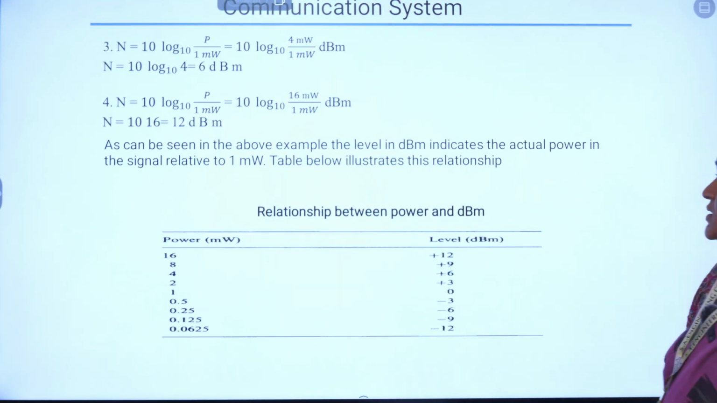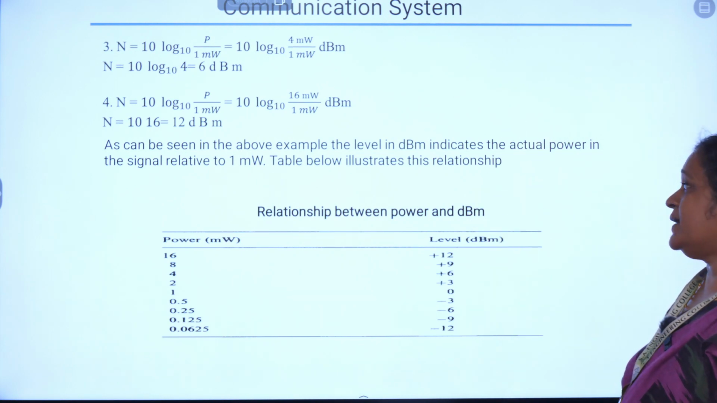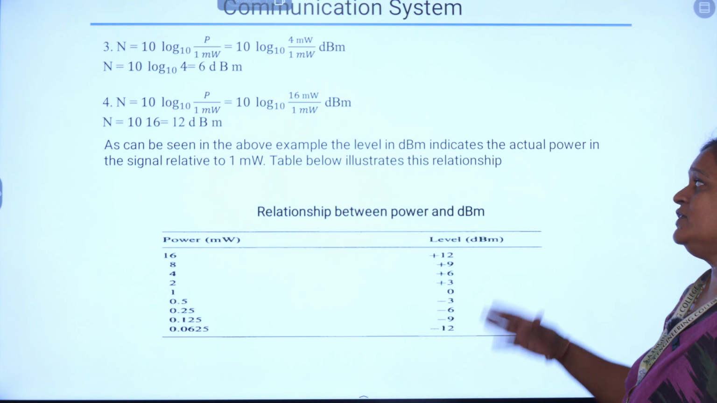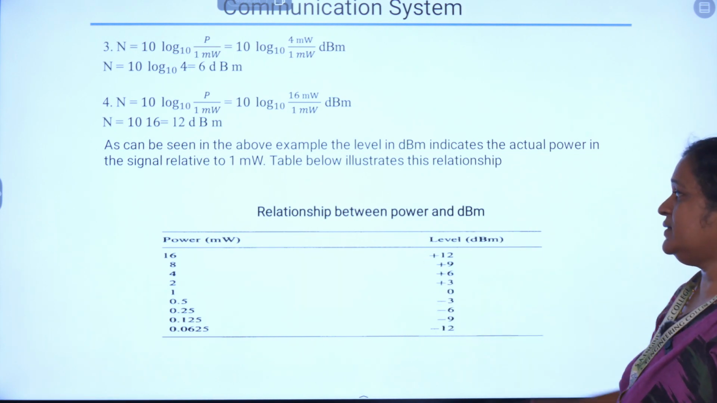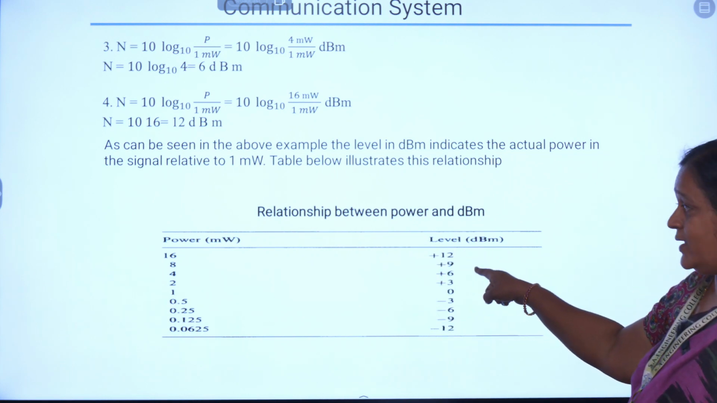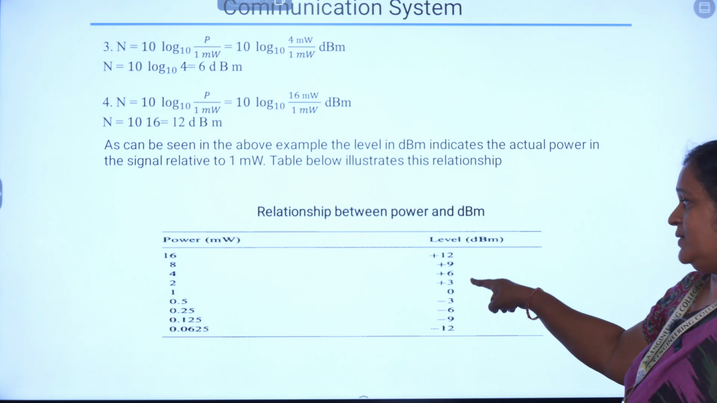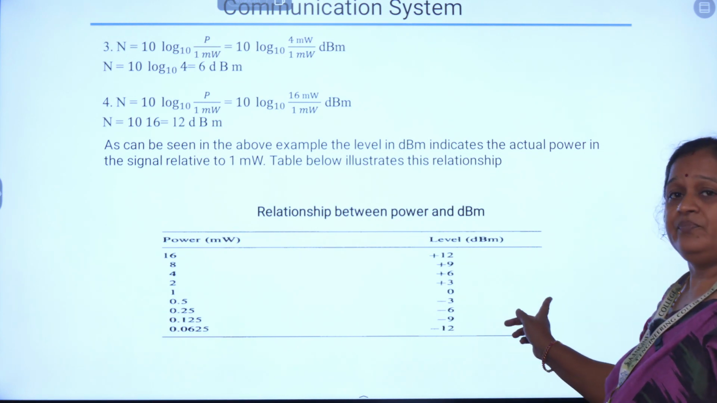Based on the above example, the level of dBm indicates the actual power in a signal relative to 1 milliwatt. This is the relationship between power and dBm. Power 16 means the level of dBm is plus 12. 8 means plus 9. Like this is the relationship between power and dBm.